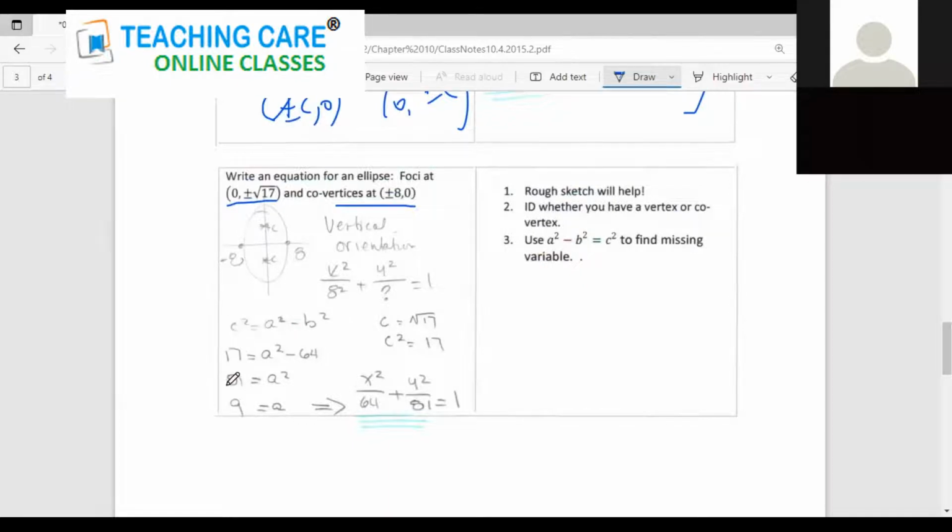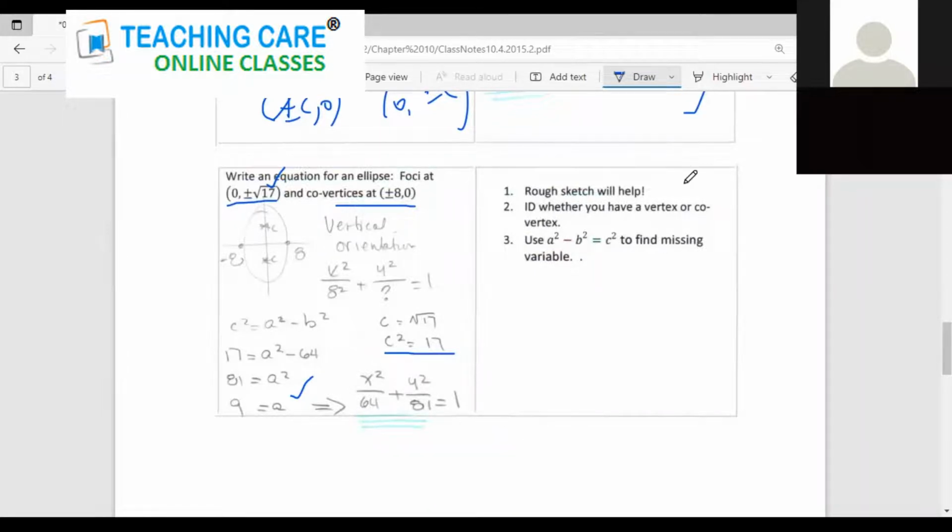What is your C value? It's nothing but 17. That's equal to A squared minus B squared, which is 64. When I solve, I'm getting the A value. And the C value, how can I find it? C is nothing but square root of 17 here. This is what the foci is given. So C will be equal to square root of 17. I substitute that here. So x squared over 64 plus y squared over 81 equals 1.